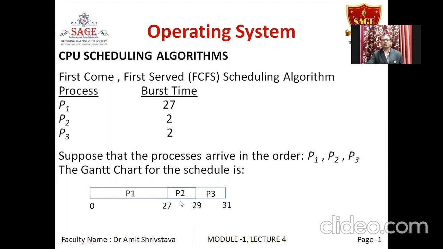This kind of scheme, in which once the CPU is allotted to any process, the CPU is not taken back until its CPU burst is completed, is known as non-preemptive. So the first come first serve scheduling algorithm is inherently non-preemptive. By default, it is non-preemptive in nature. It means once the CPU is allotted to any process, we will not take back the CPU until the complete CPU burst of that particular process is exhausted, right?